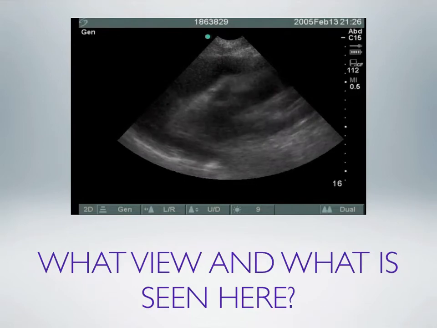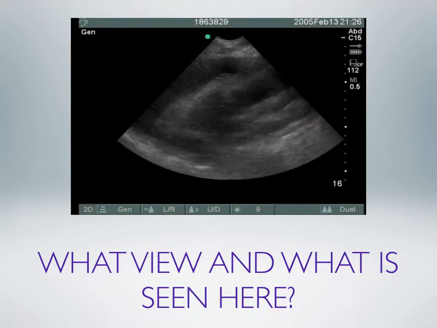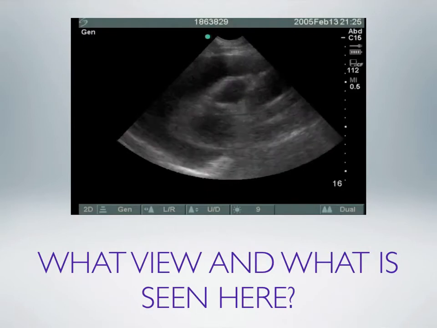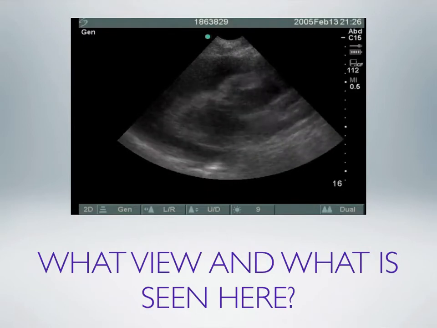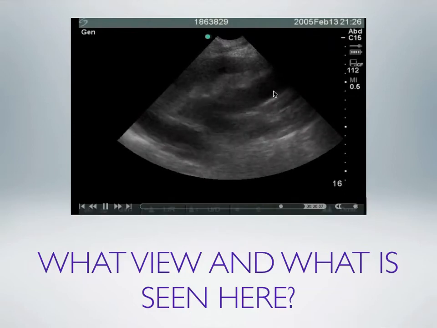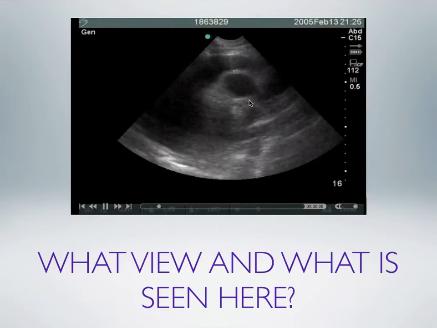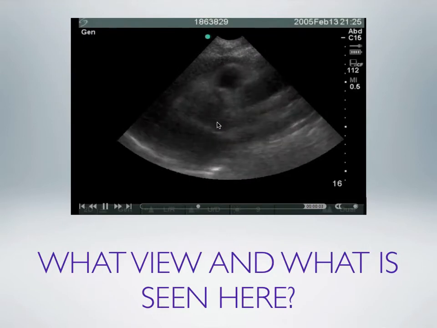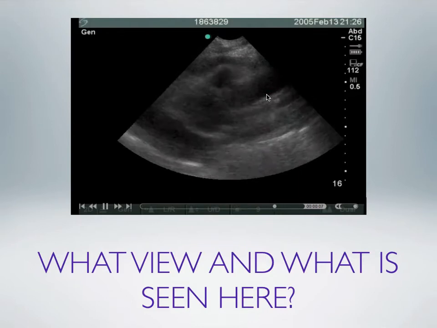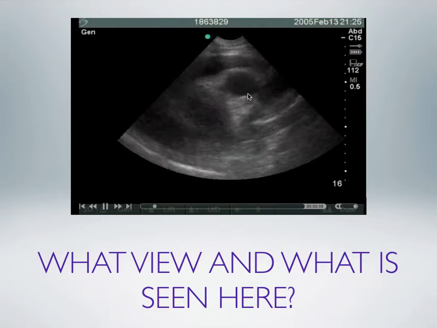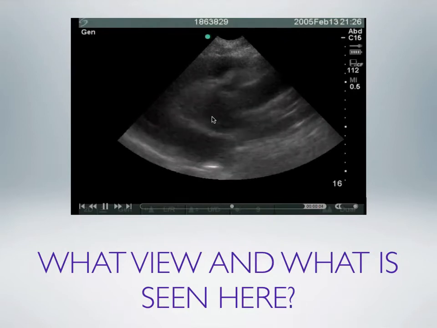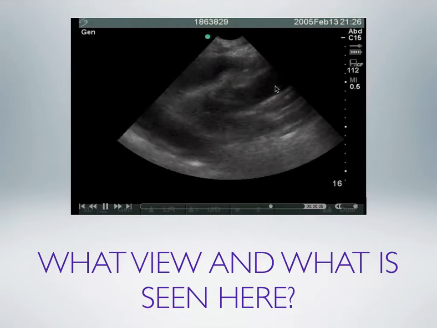So what view is seen here, and what is being imaged? The view here is somewhat tricky if you're not used to seeing imaging. What you have here is the long view of the aorta, and the long view includes the left ventricle and the aorta. This is the parasternal long. Right ventricle is up here. Left atrium, ventricle, aorta over here.